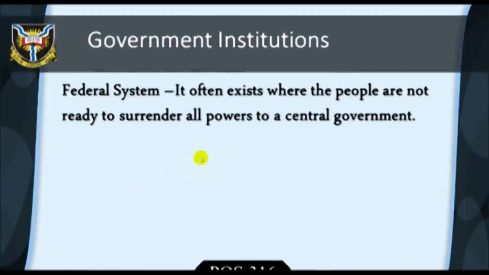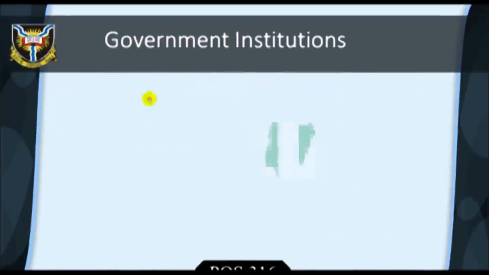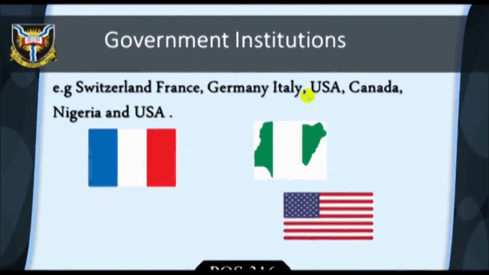Federal system. Federal comes from a Sanskrit word meaning to unite. The federal system often exists where the people are not ready to surrender all powers to a central government. It is well adapted to states with wide areas where there are sectional diversities of race, language, nationality, religion, and geography. For example, Switzerland has 3 nationalities and 3 official languages: French, German, and Italian, and 2 religions.